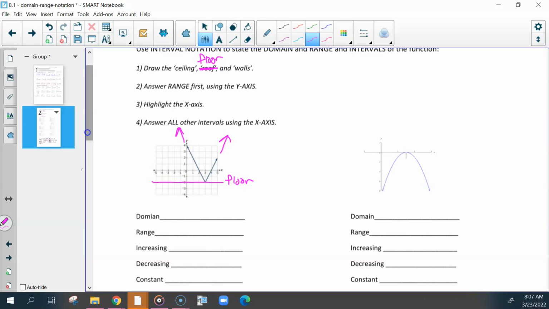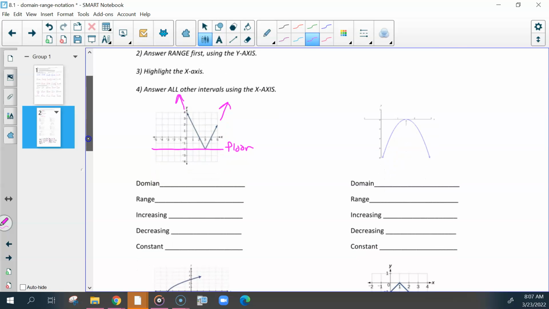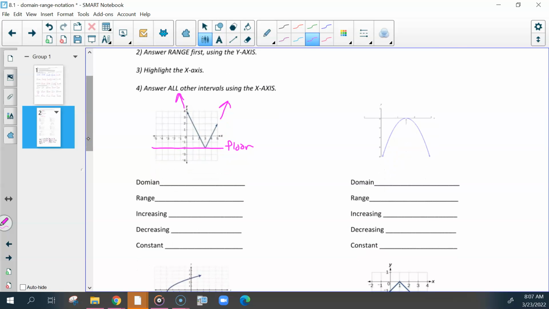So this order says do the range first. That's really because the range uses your y values where everything else really doesn't. So if you want to focus on that first, you can, but the order here doesn't really matter. If I'm looking at my range, I'm just looking at my y values. The floor and the ceiling help me determine that.